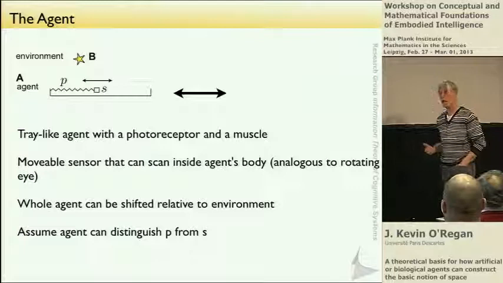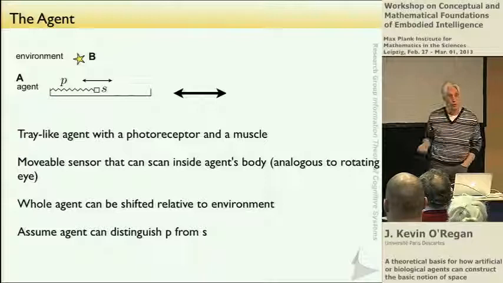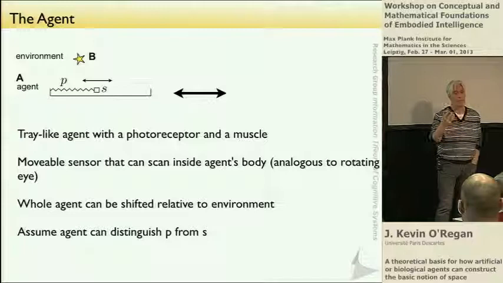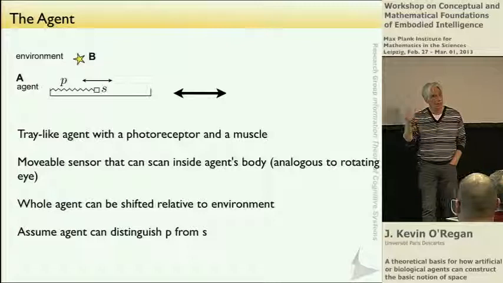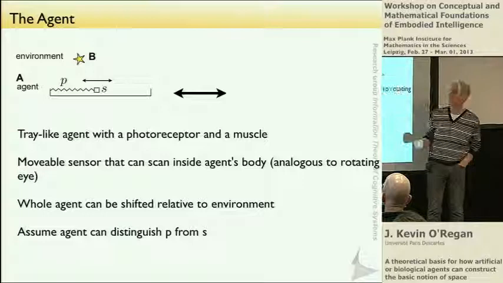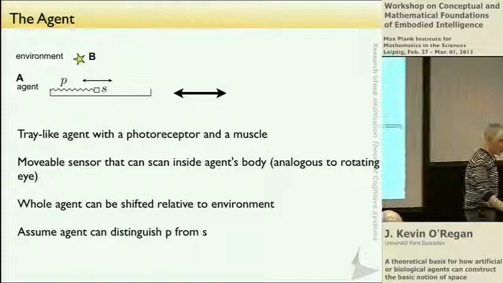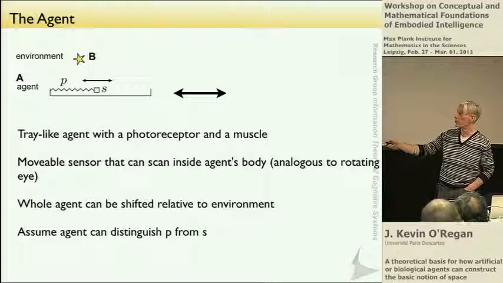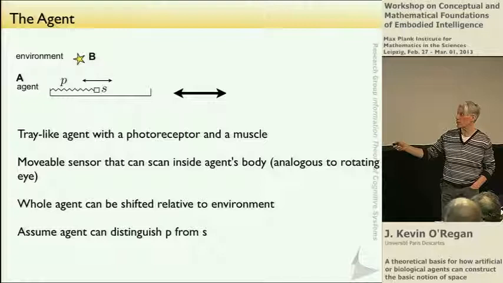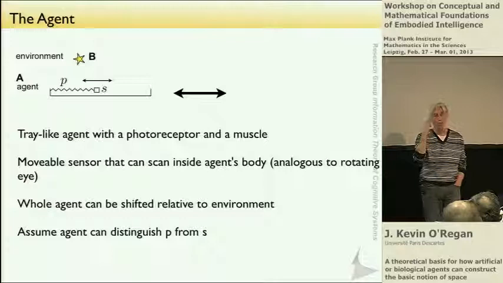So to answer the question of what is space and how it could be deduced from the sensory motor information, I'm going to take a simple example. It would be impossible to try and simulate a real agent with millions of sensory inputs and sensory outputs. So I'll take really the simplest case, a one-dimensional agent. This one-dimensional agent is sort of like a tray. Here's this tray here. And it has a kind of eye consisting of a single photoreceptor that can be moved by a muscle here, labeled P. P for proprioception, S for sensory input. And this photosensor can move backwards and forwards, can scan, like a normal human eye can scan space, inside the body of the agent.